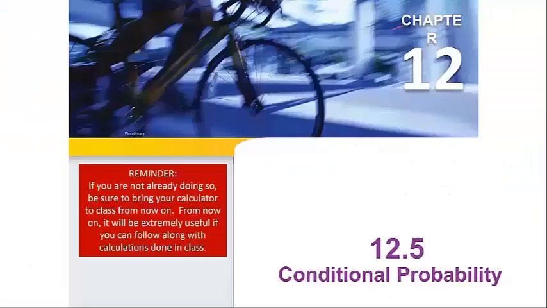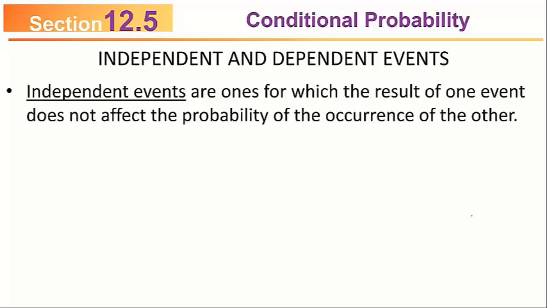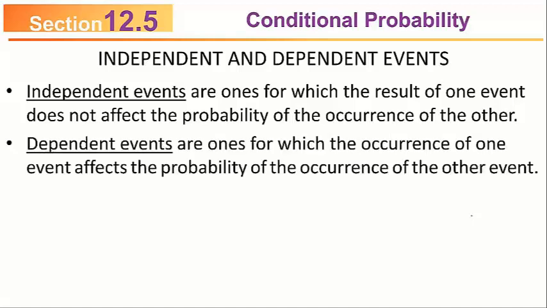Section 12.5 on conditional probability. I want to talk about the idea of independent and dependent events. I alluded to that in the earlier formulas when I put up those formulas in advance. Independent events are ones for which the result of one event does not affect the probability of the occurrence of the other. There are some simple examples that we'll go through, but I need to throw up the thing to contrast it with, which are dependent events. Dependent events are ones for which the occurrence of one event affects the probability of the occurrence of the other.